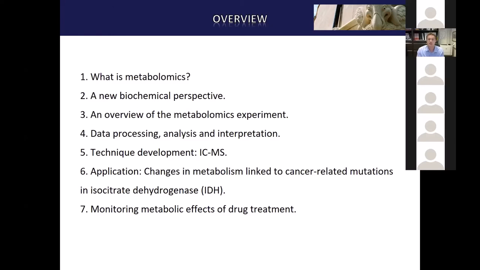And it very much pushes the boundaries of mass spectrometry. One of the areas there is around how you actually characterize each of those individual metabolites in a complex sample, and technique development is important there.